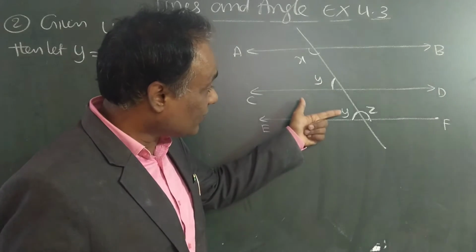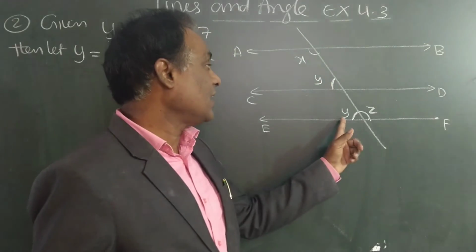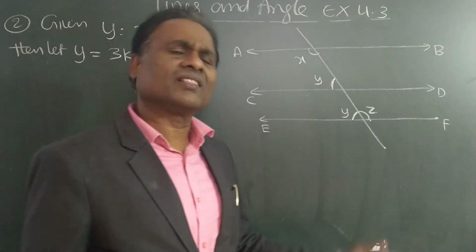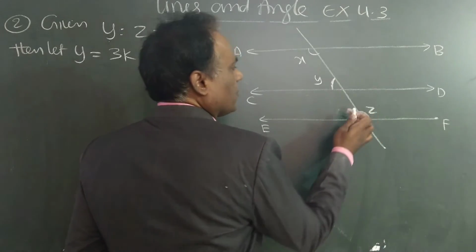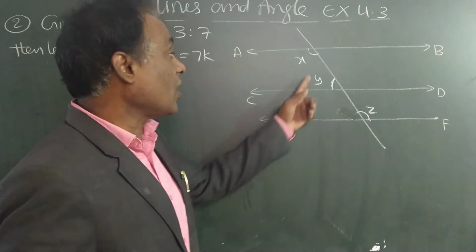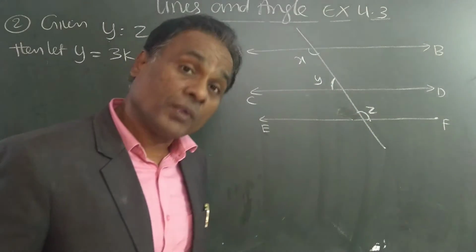If this is y, this is also y because they are corresponding angles. And after that, the angle on a straight line is 180 degrees. So y plus z is equal to 180. Like that also you can conclude. So these two are supplementary. One is exterior, one is interior. The angles on opposite sides of the transversal, one exterior and one interior, are supplementary.